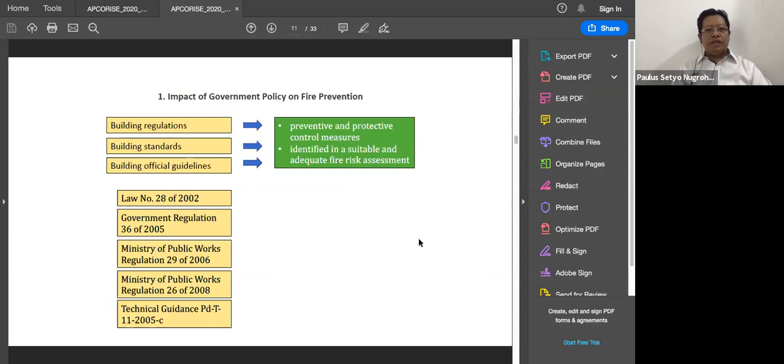Impact of government policy on the safety of people. As a building plays the key role related to fire safety and risk management, most studies involve understanding the building regulations, standards, and official guidelines, which have a significant impact on the preventive and protective control measures identified in a suitable and adequate fire risk assessment.